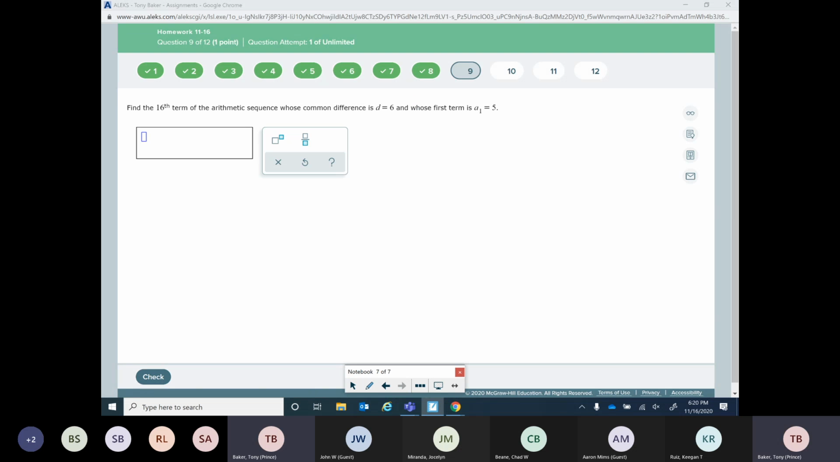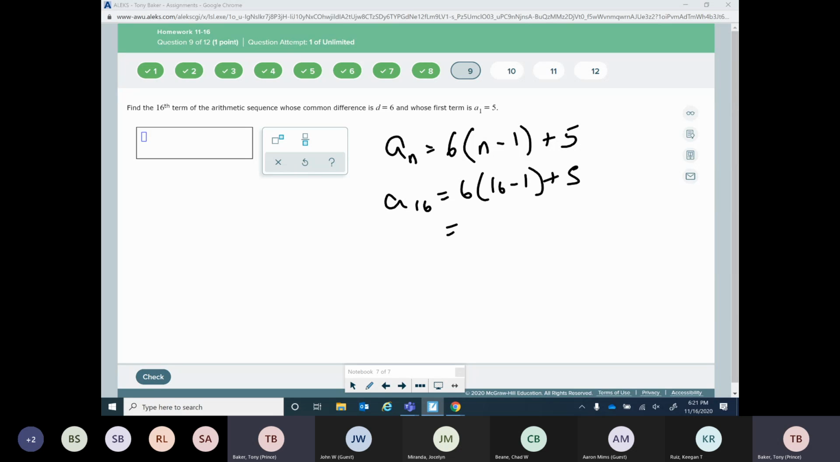All right, the next one says find the 16th term in an arithmetic sequence that has a common difference of 6 and whose first term is 5. So this one, they didn't give you the points, so we can't figure it out, but they gave us the information we need. So a sub n is 6 times n minus 1 plus 5, and they want the 16th term. So 16 minus 1 plus 5. So 15 times 6 plus 5 is 95. So once you have the equation, life becomes simple.